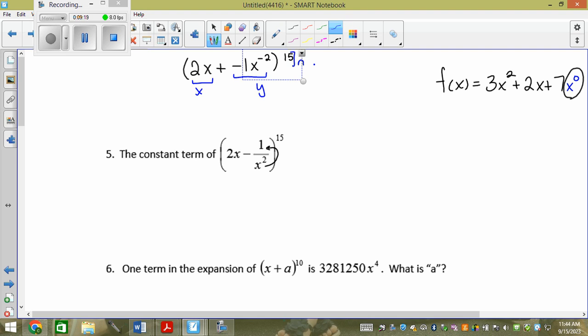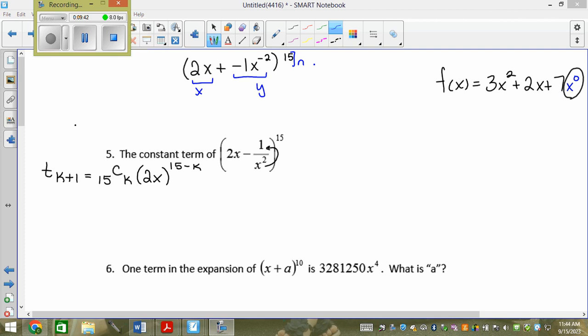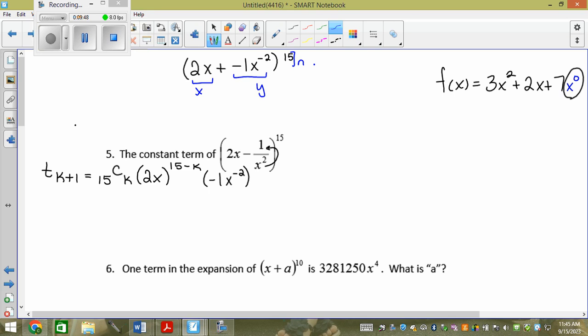So let's fill in our formula. So we have t, k plus 1, I still don't know k. That's what I'm going to try and find. N is 15, c, k. And then x is 2x to the 15 minus k. All right, so we have negative 1 x to the negative 2 to the k.